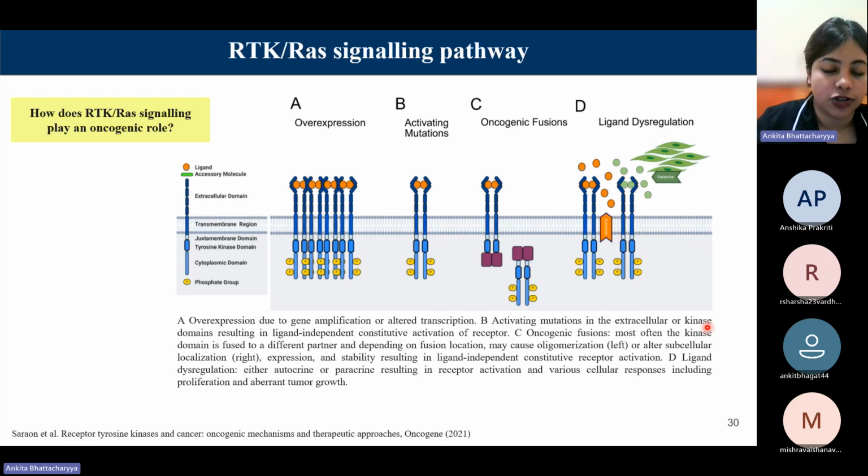The second one, like I mentioned, is an activating mutation in either the extracellular domain or the kinase domain. As a result, the protein becomes ligand independent. So it is a constitutive activation of the receptor. The third example is of oncogenic fusions.